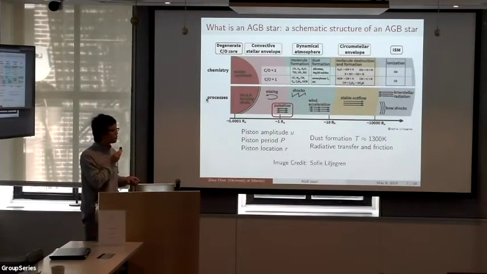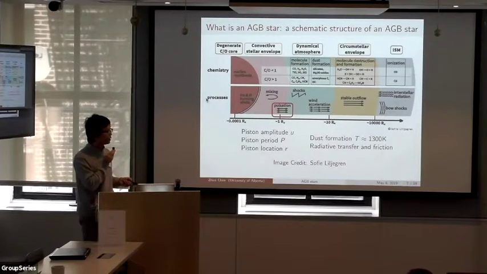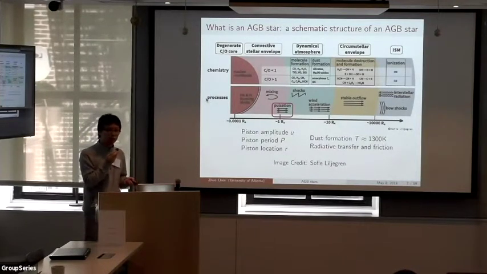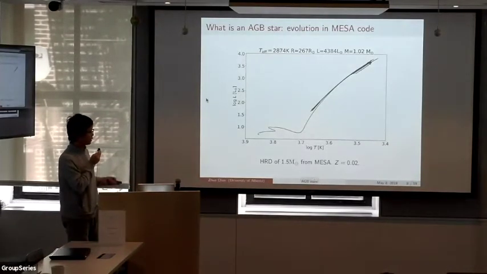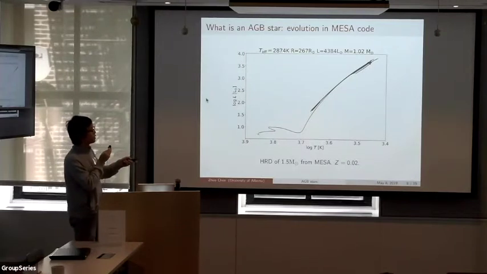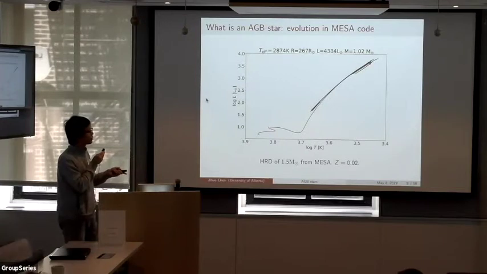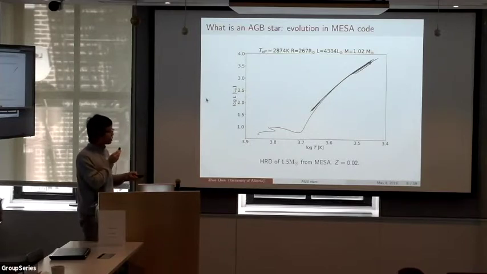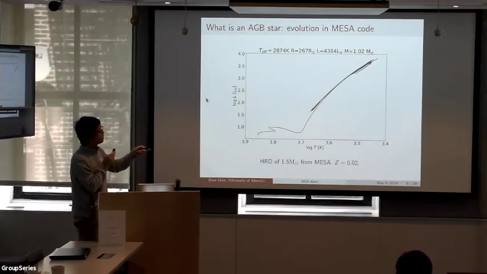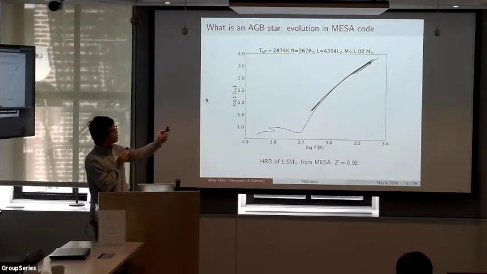Another big problem in this dust-driven wind is certainly the dust. Dust usually forms at 1300 Kelvin, and absorbs the radiative transfer from the inside of the star, and then it gets accelerated and brings the gas together. The MESA code could generate the HR diagram of a 1.5 solar mass star with an initial Z of 0.02, like this. We pick our model, marked with the red star there; the effective temperature, photosphere radius, luminosity, and mass are listed there.